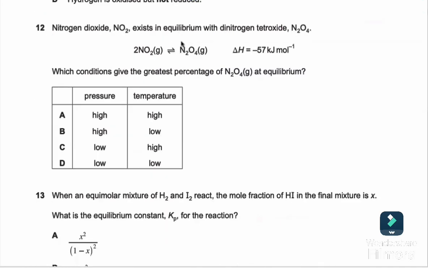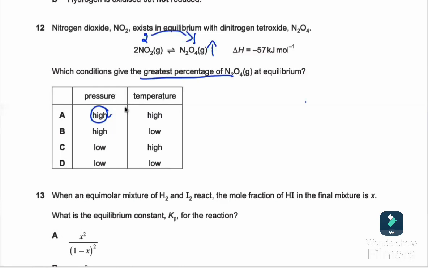Nitrogen dioxide exists in equilibrium with dinitrogen tetroxide, N2O4. Which condition gives the greatest percentage of N2O4 at equilibrium? Here there are two moles on one side and one mole on the other. As we know, high pressure will always favor the side with fewer molecules, right? So the equilibrium will shift to the right side with high pressure. So we gain a higher percentage of N2O4 on the right side. So the pressure should be high.